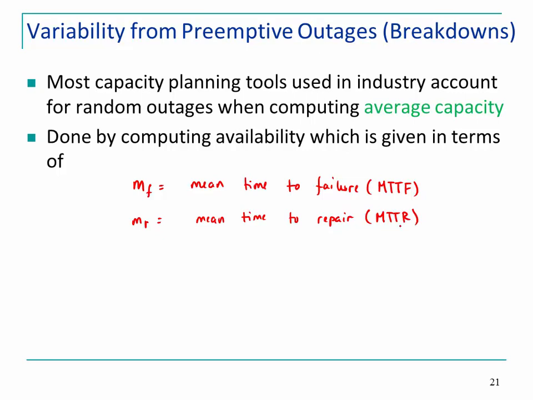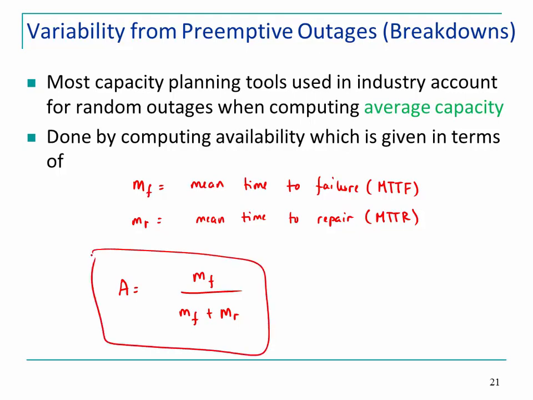And this availability equals the mean time to failure divided by the mean time to failure plus the mean time to repair. Okay, so now we're going to take into consideration the availability of our process.